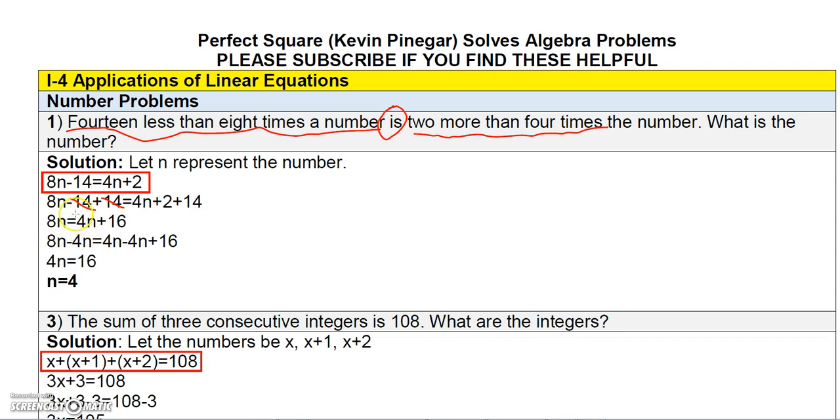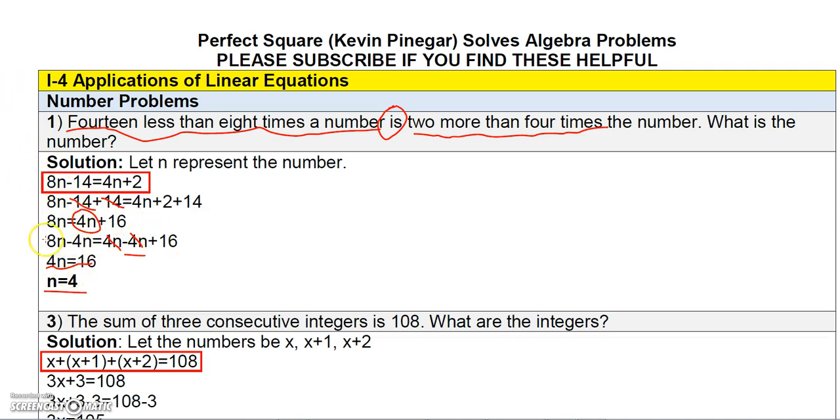Now, I want to eliminate this 4n from the right-hand side. So what I can do is subtract 4n from the right-hand side. If I take away 4n from the right-hand side, then that would cancel that 4n. And of course, if I took 4n away from the right-hand side, I also have to take 4n away from the left. So I get 8n minus 4n, which is 4n. So I end up getting 4n equals 16, which is n equals 4. Okay, so the number must be 4.